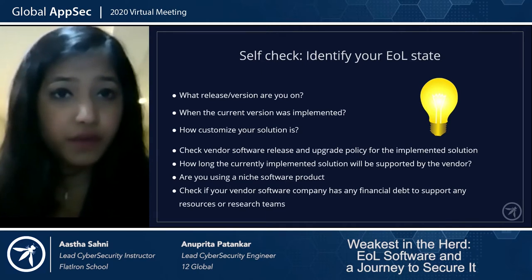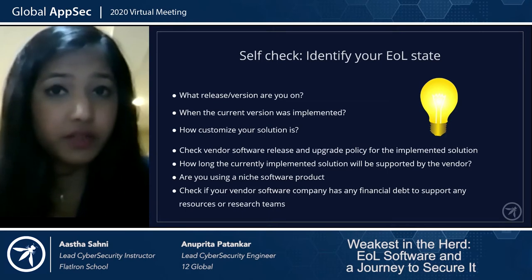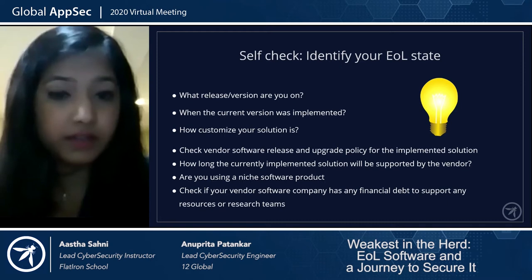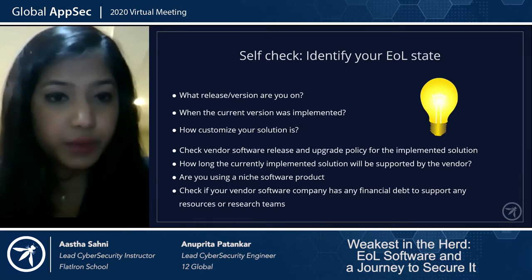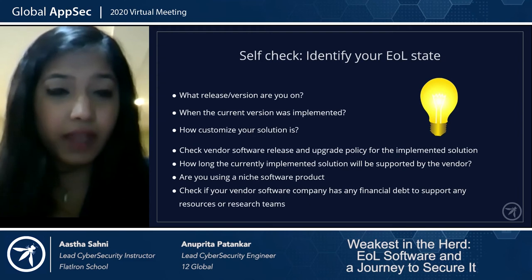So for the software, the first thing you need to know is what the latest release or current version of the product being utilized by your company is. When was that version implemented? And how customized is the solution? The more customized it is, the more difficult and challenging it would be for your company to migrate to some other solution.